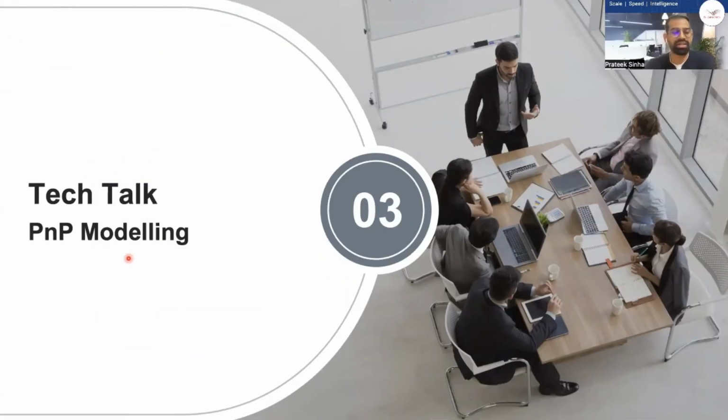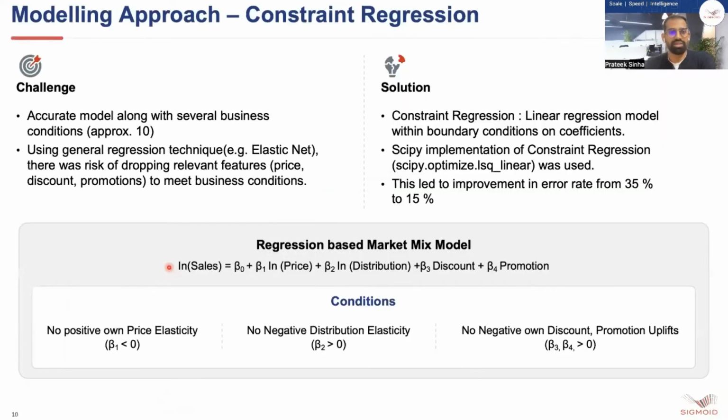This is the third session on price and promotions model solution, and in this session I will talk about PNP modeling and some of the other challenges that we had to face and how we solved that. I am Prateek Sinha, lead data scientist at Sigmoid. So first let us look at the modeling approach that we had to use.